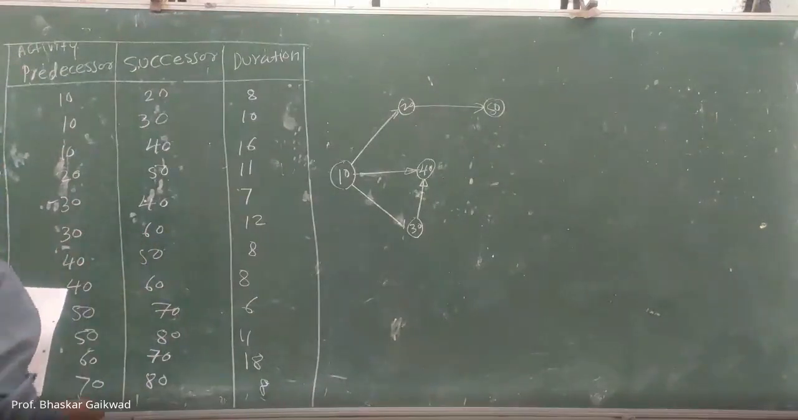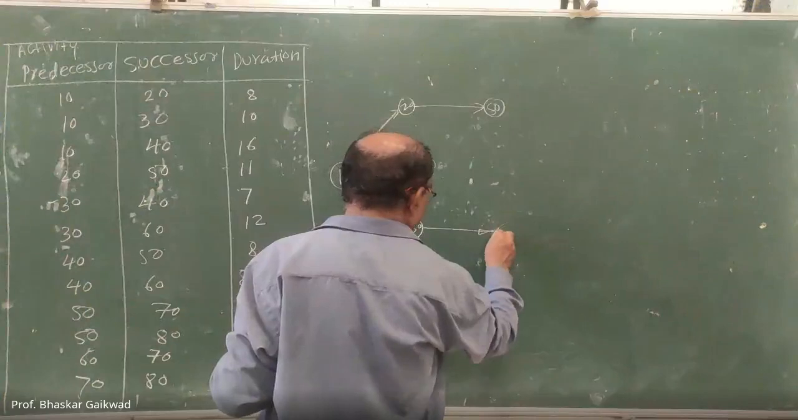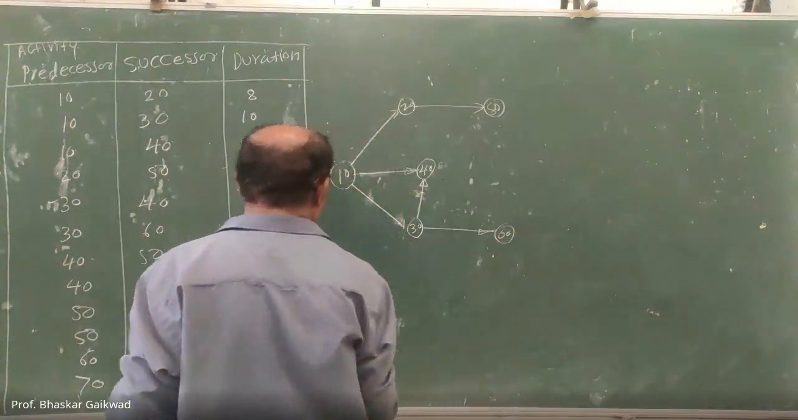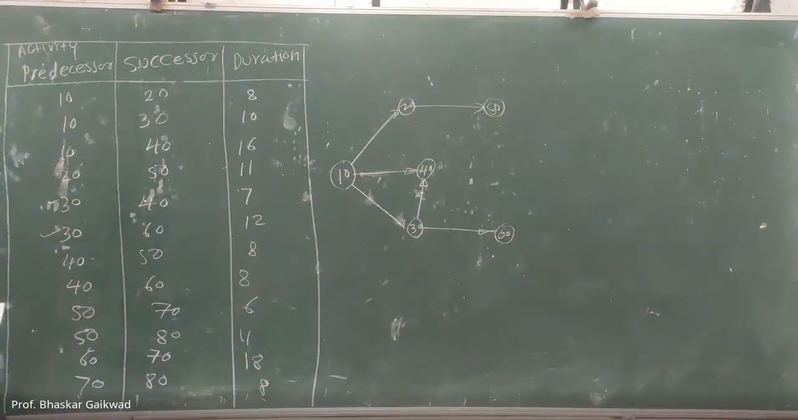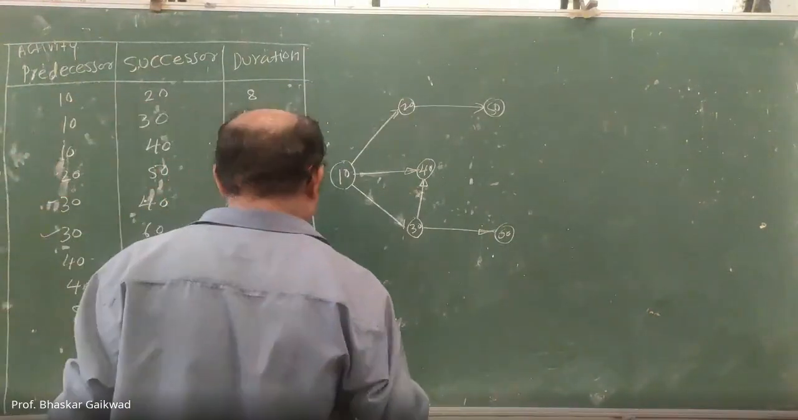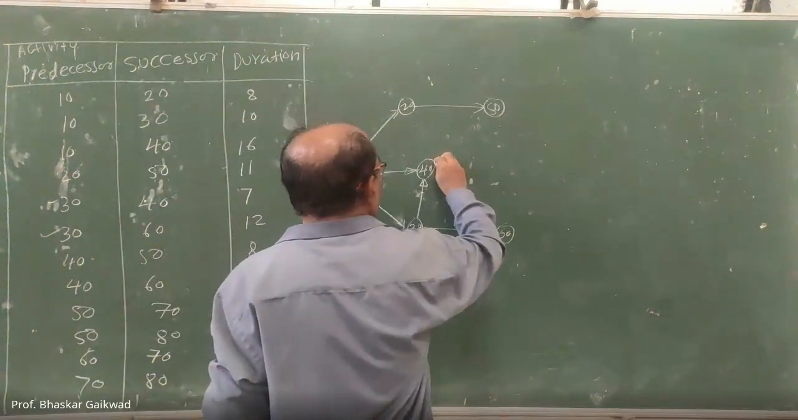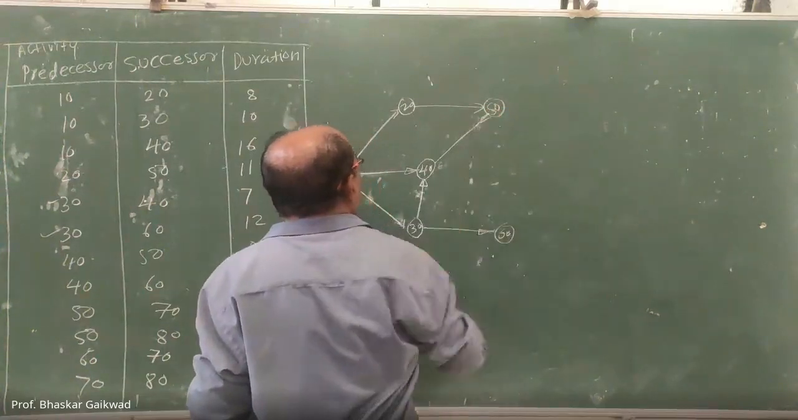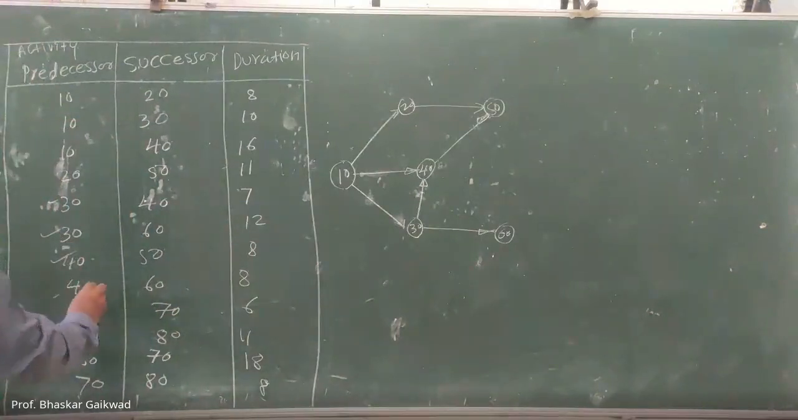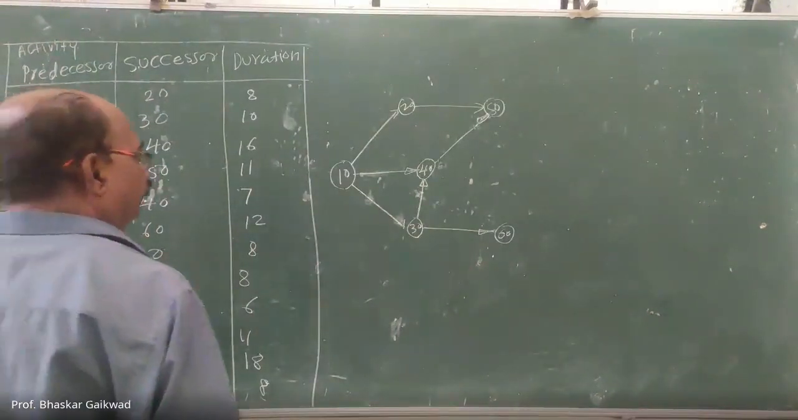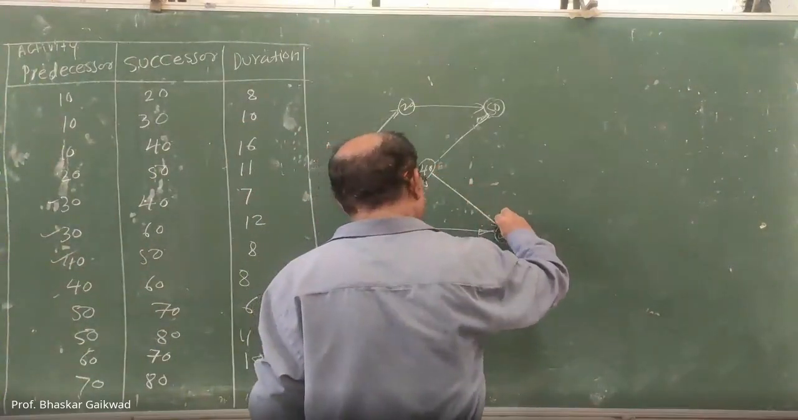From 30, 60 will start. So here is the 60. Then from 40, 50 will start. So here is 50. Arrange it this way. From 40, 60 will start. So from 40, 60 will be there.